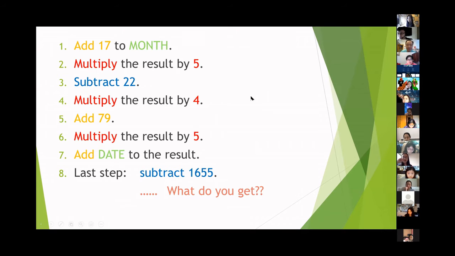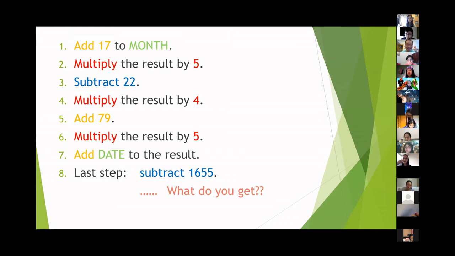Take a look. Is it going to be your birthday number, like your month and your day? What do you think? See, I did magic. If you got the correct answer, you should see the magic number. The final result is your birthday, right? And I got 89.